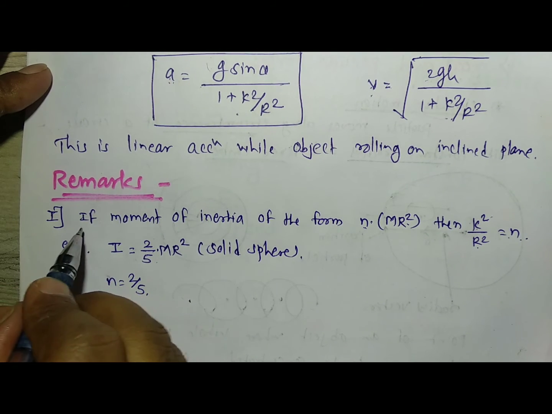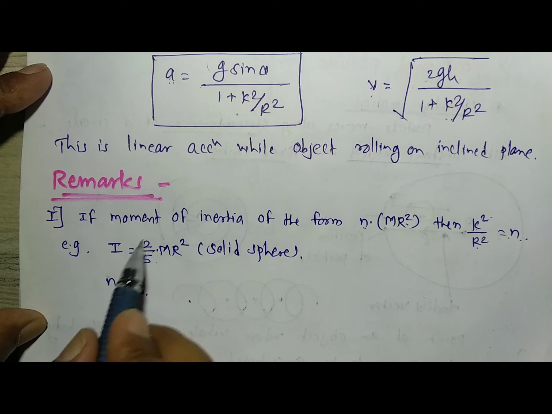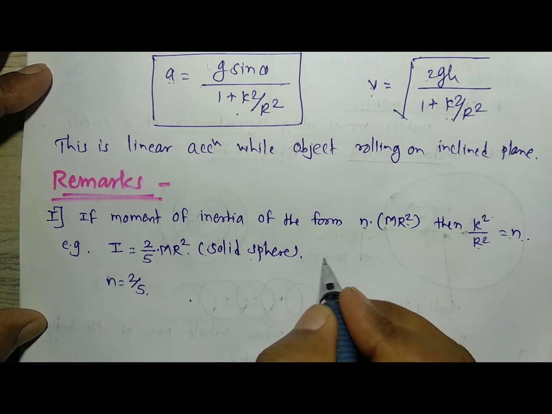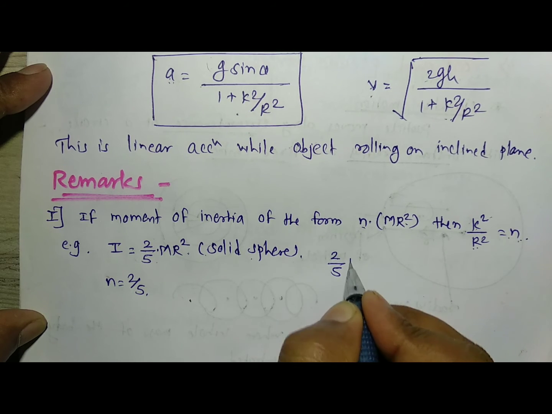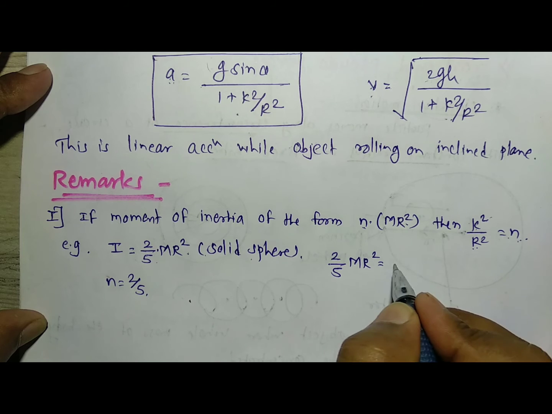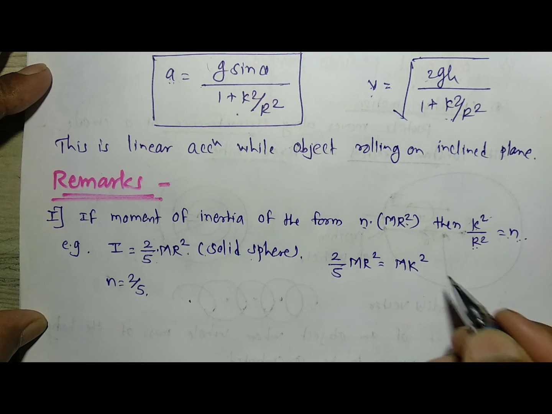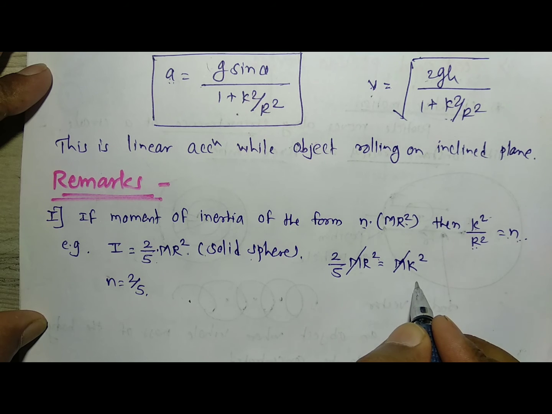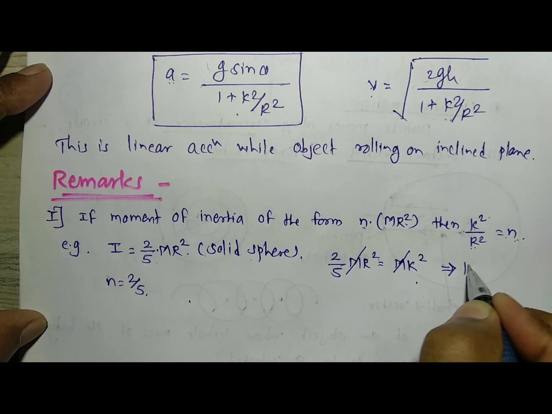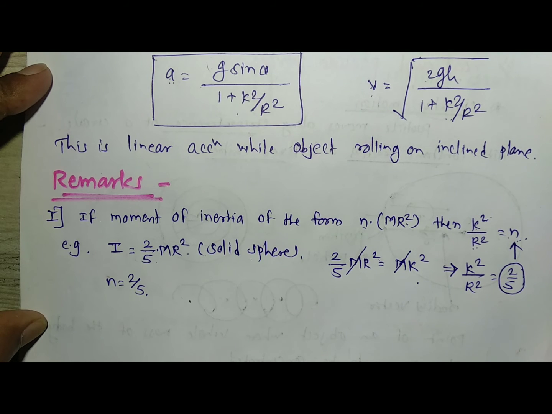And our remark is what? If the moment of inertia is in the form of n into mr square, as for the solid sphere, at that time you will get k square divided by r square is equal to n. How is it possible? 2 divided by 5 mr square is equal to mk square, because k is the radius of gyration. M is cancelled with m, and r square is taken to the denominator. At that time it implies that k square divided by r square is equal to 2 divided by 5, and 2 divided by 5 is nothing but n.